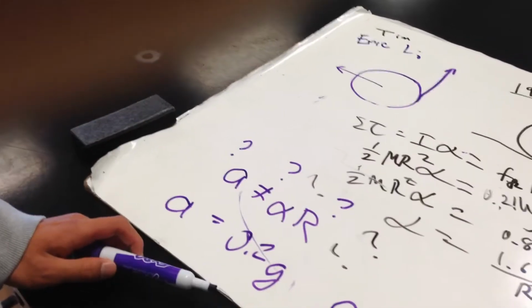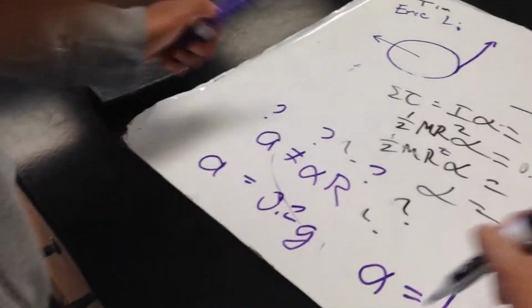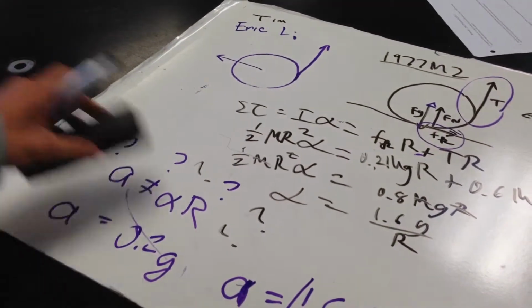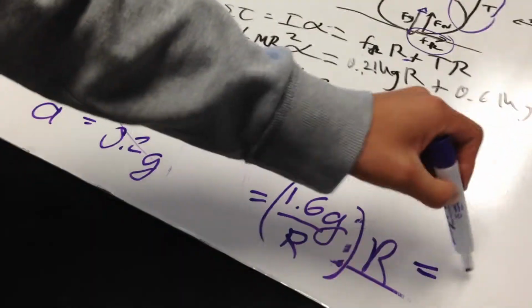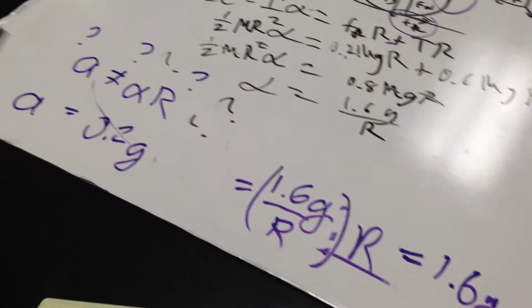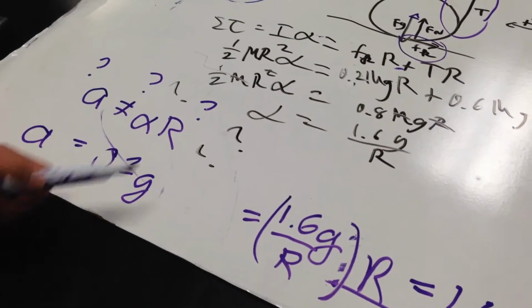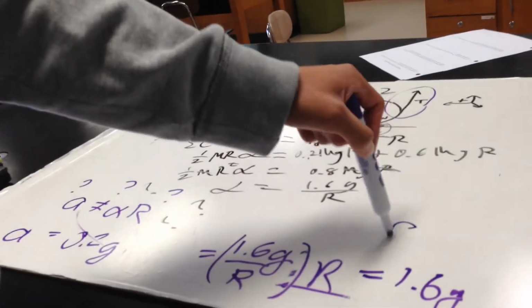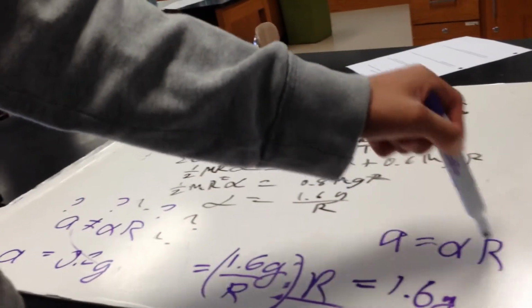And this is because we are rolling with slipping. Multiply by r. It's equal to 1.6 g. 1.6 g does not equal 0.2 g. So, the reason this happens is because the object is slipping while it is rolling. And that means that the rolling constraint does not apply. Because energy is lost due to friction, and the cylinder slips on the surface. Therefore, a cannot equal alpha r.